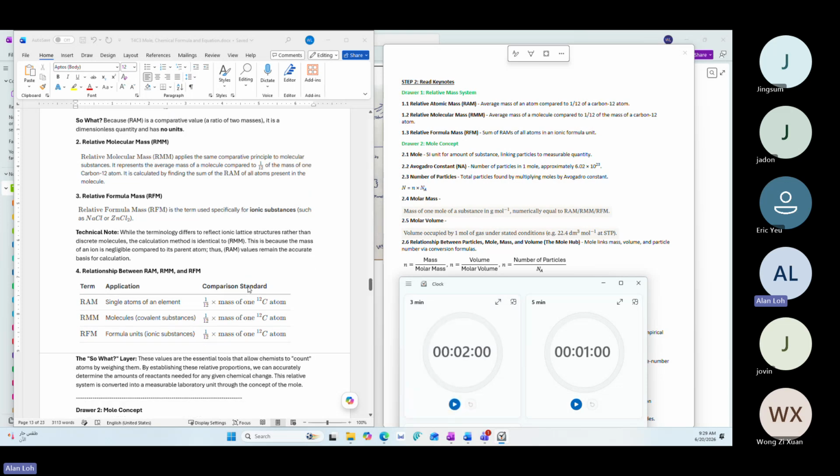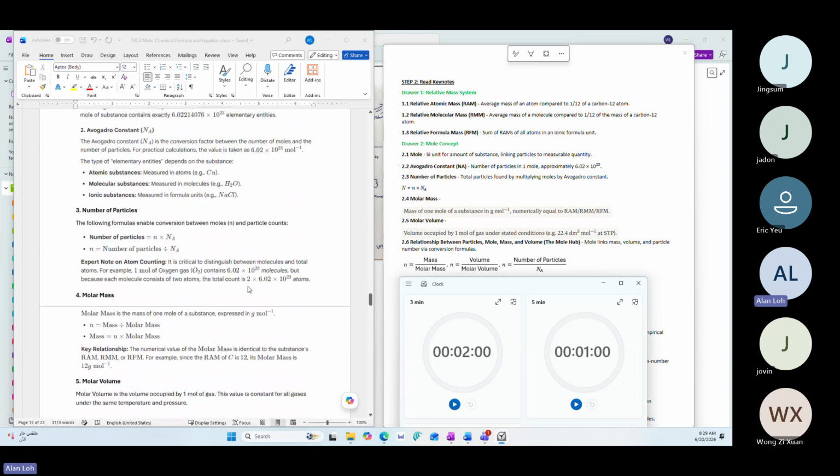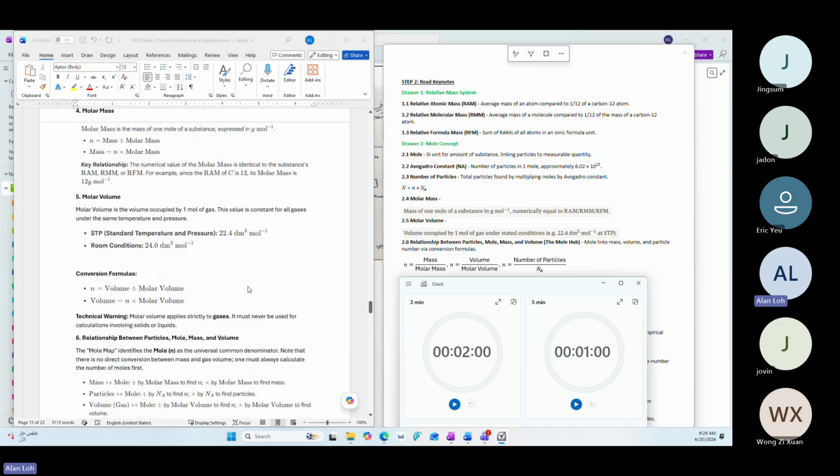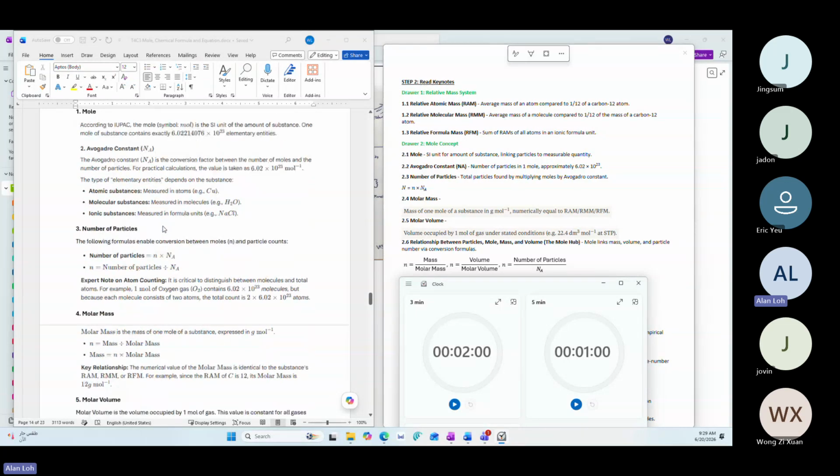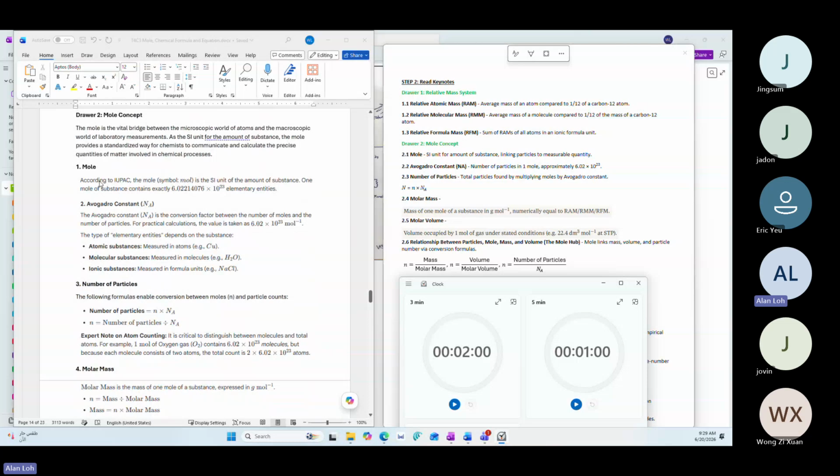All right, let's move on to drawer 2. Drawer 2. How much is this? Okay, let's divide it into 2 parts. Let's do 1, 2, 3, and part of 4 for 2 minutes. Let's start now. Mole concept, drawer 2, mole.